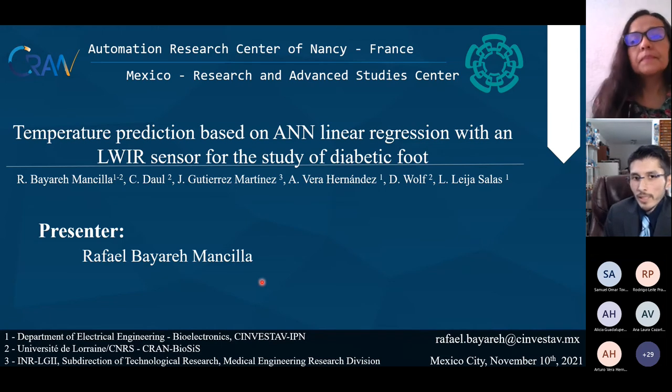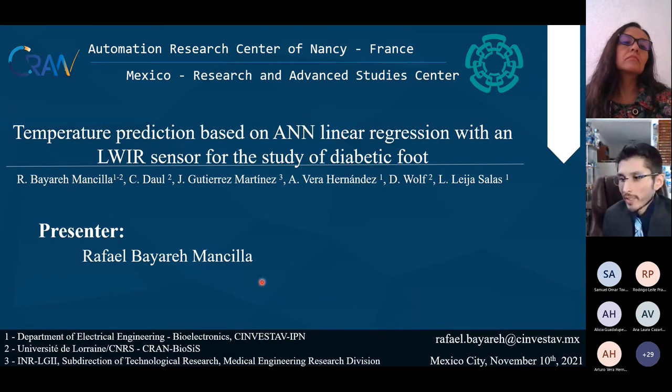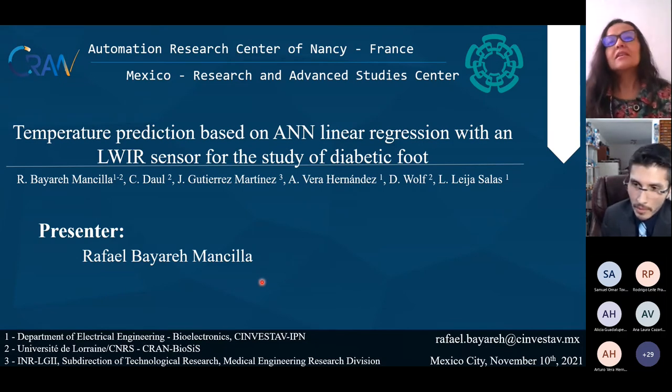So it's a very basic, very easy experimental setup. That's one of the most benefits of medical infrared thermography. It is not only used on the foot, but also, for example, for arthritis or early detection of breast cancer, and many different illnesses also. Okay, thank you very much.